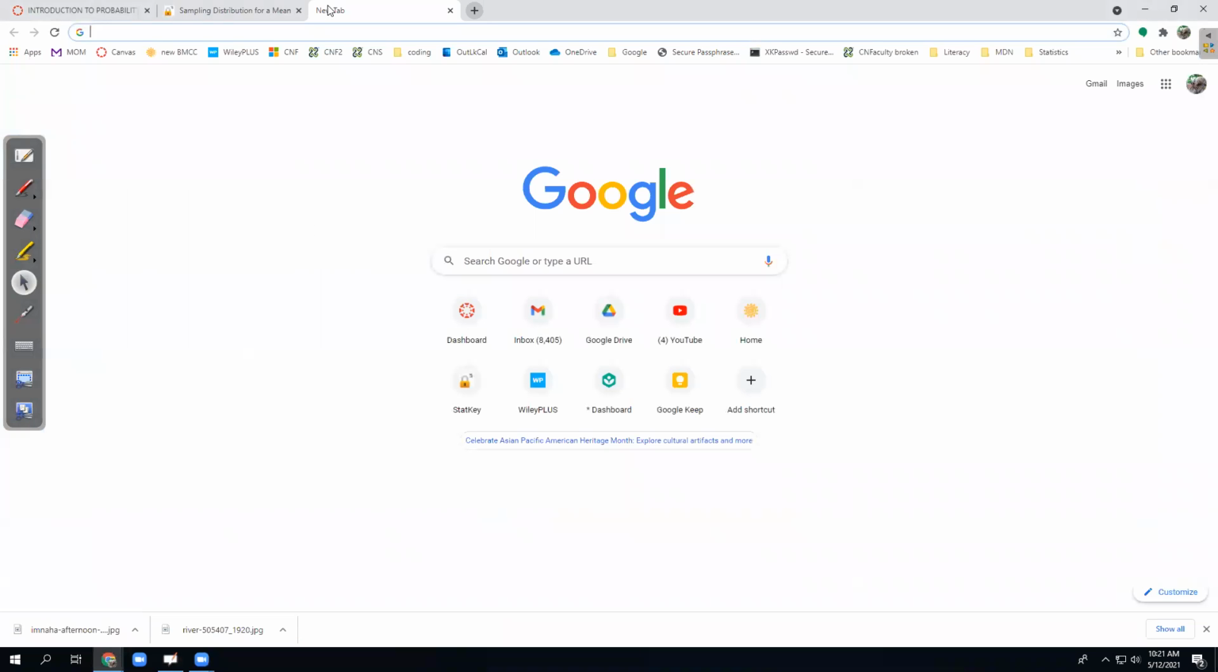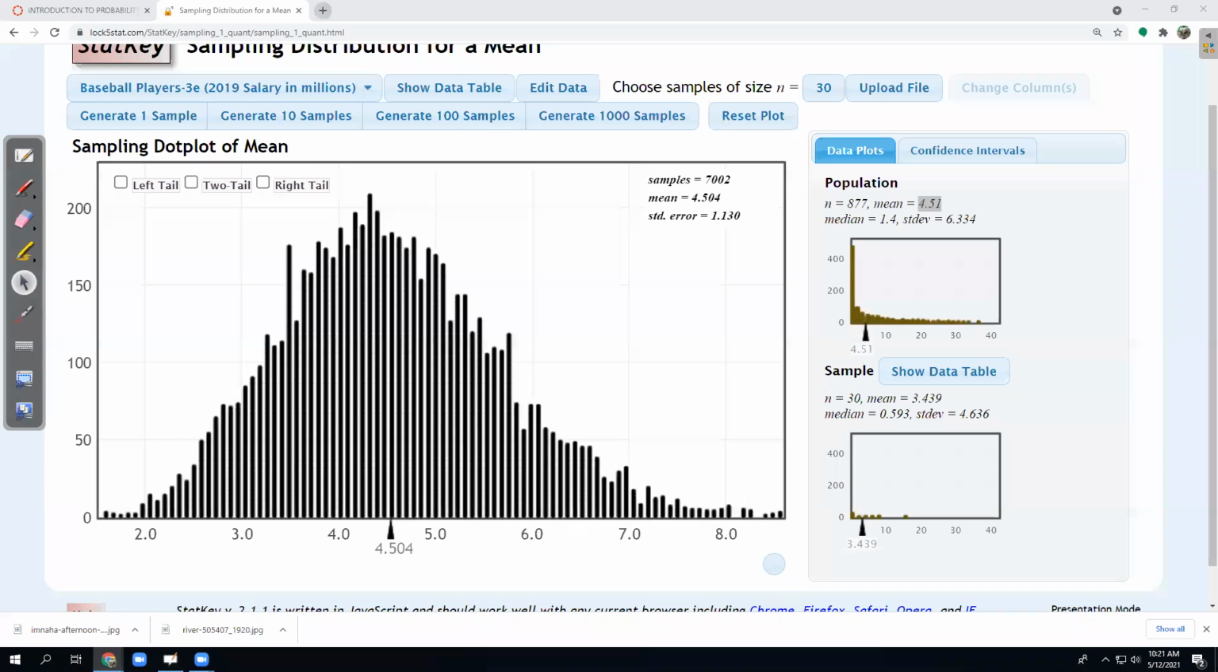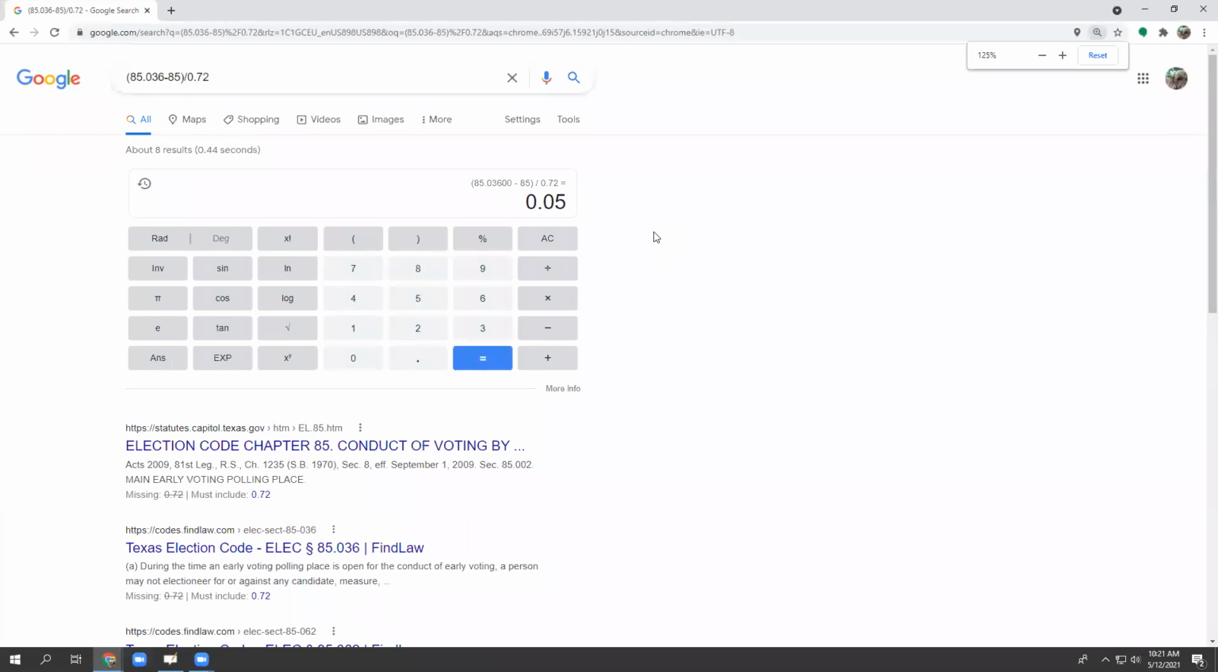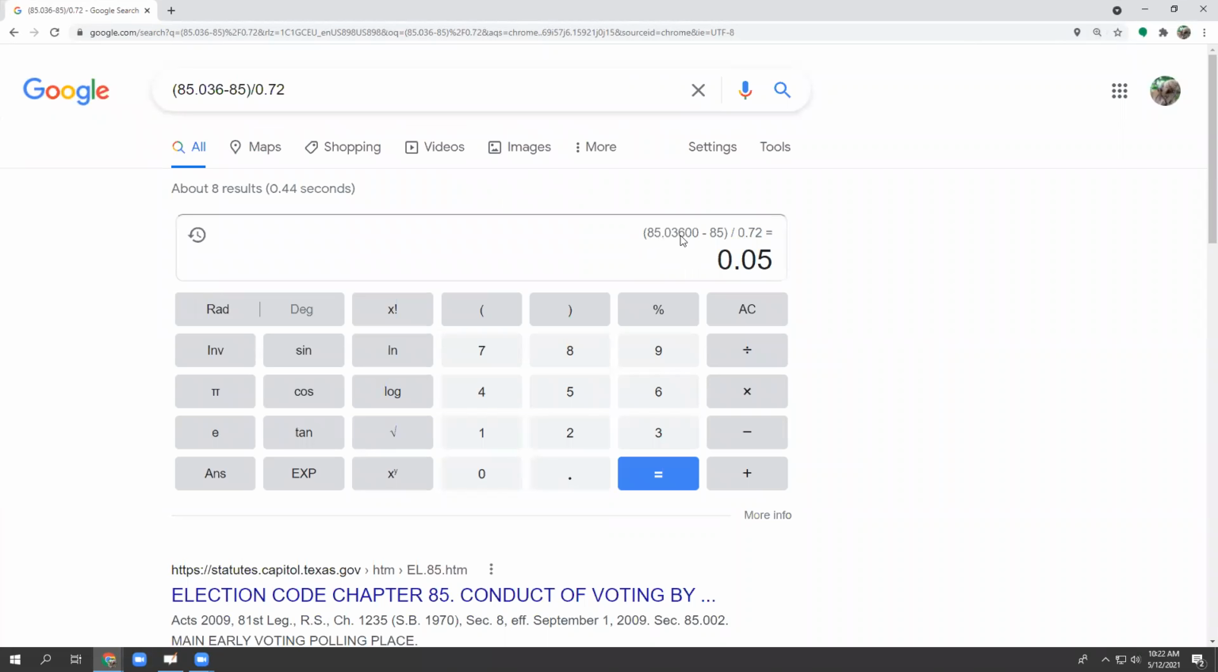And here I just need a regular calculator. So I'm just going to bring that off the side so I can see my numbers again. Double check me on this in case I mistype anything. 85.036 minus 85 divided by, oops, not subtract, divide by 0.72. All right, so if I typed it right, let's bring this over here and take a look. So I've got my 85.036 minus 85 divided by 0.72. I just type that in Google search, Google whips out the calculator, and I get 0.05 as my z-score.